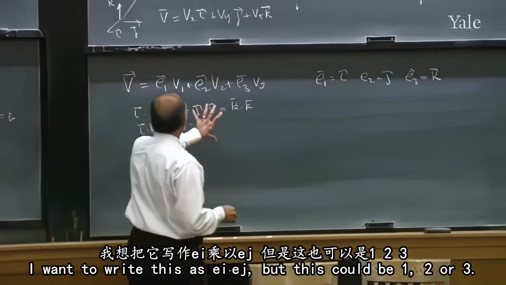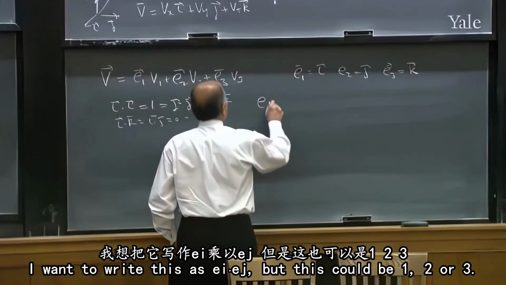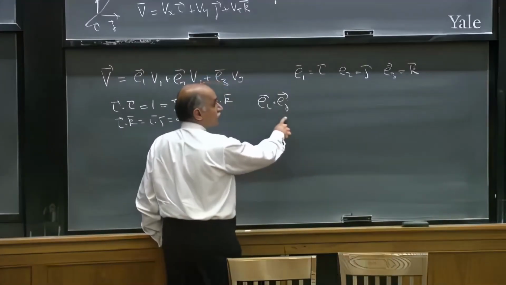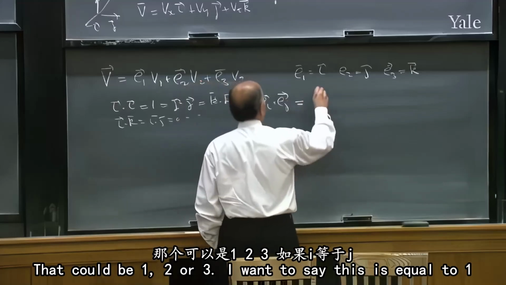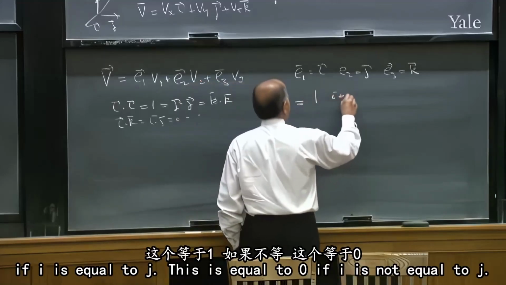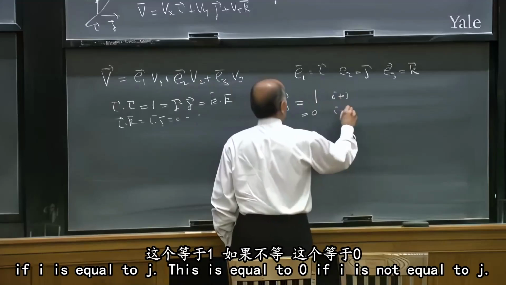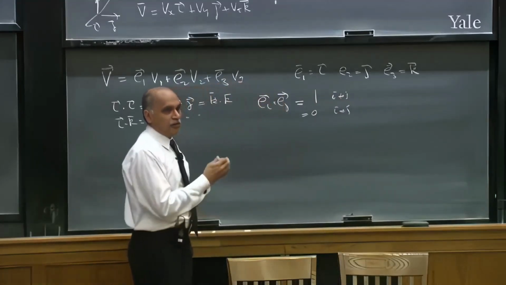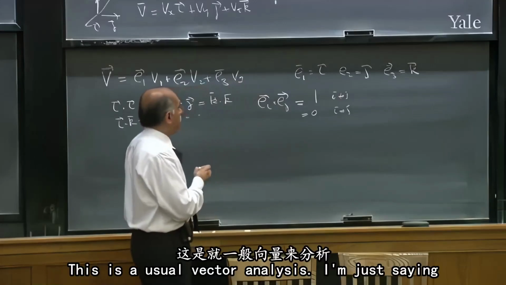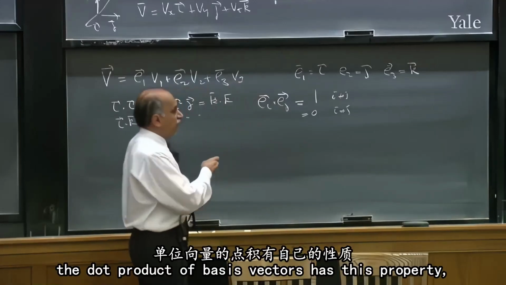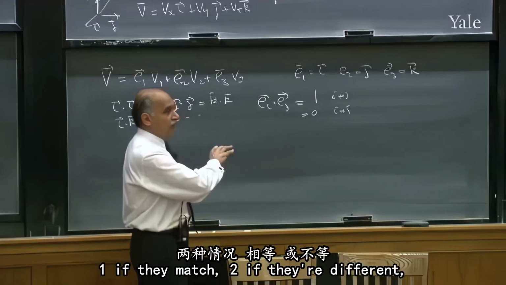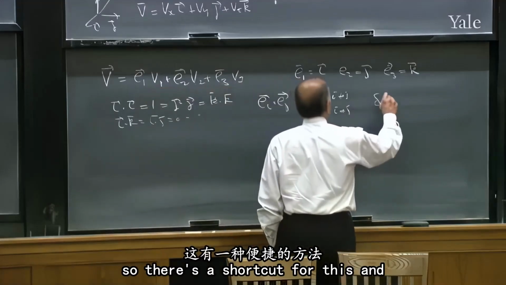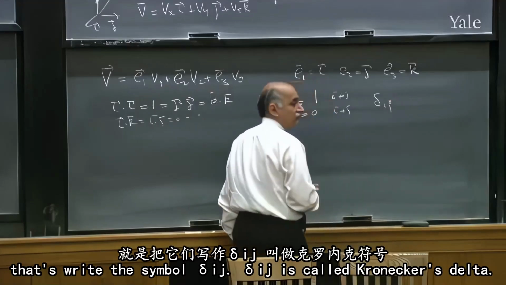I want to write this as e sub i dot e sub j, where this could be 1, 2, or 3, that could be 1, 2, or 3. I want to say that this is equal to 1 if i is equal to j. This is equal to 0 if i is not equal to j. This is usual vector analysis. I'm just saying the dot product of basis vectors has this property. 1 if they match, 0 if they're different. So that's a shortcut for this, and that's the symbol delta ij.